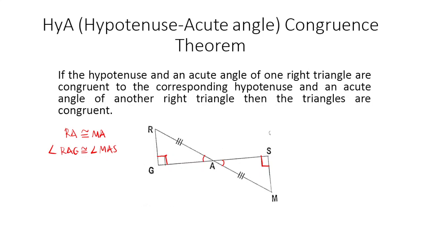Is side RA and MA hypotenuse or leg? Ano pong sagot po ninyo? Yes, Cherilyn. Okay, hypotenuse. And this one is acute angle. So this is angle. So the two right triangles are congruent under hypotenuse acute congruence theorem. Okay, so that's the first one.